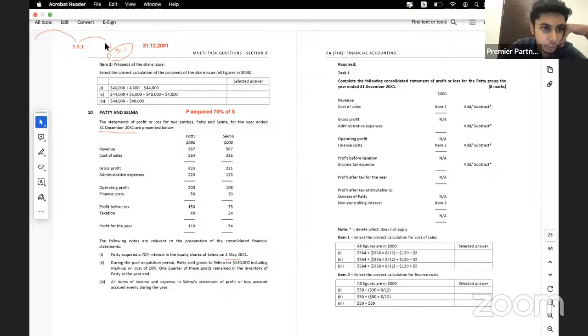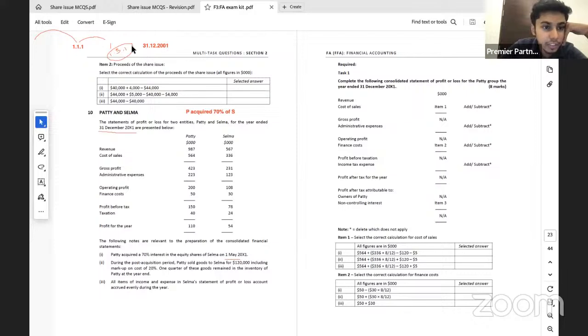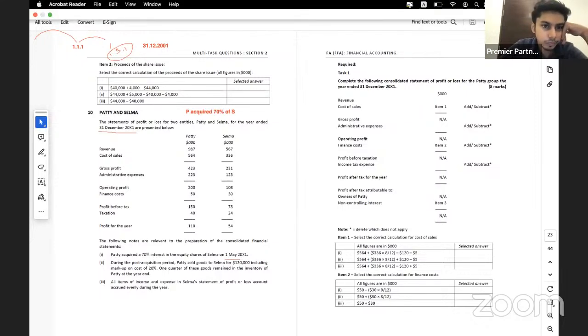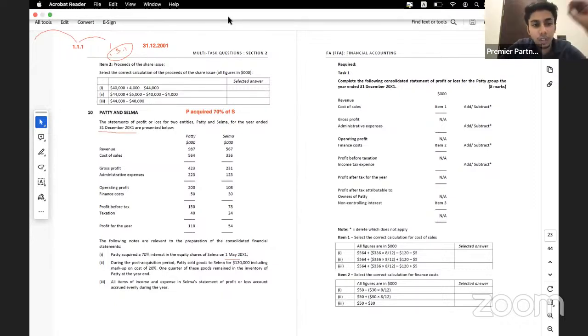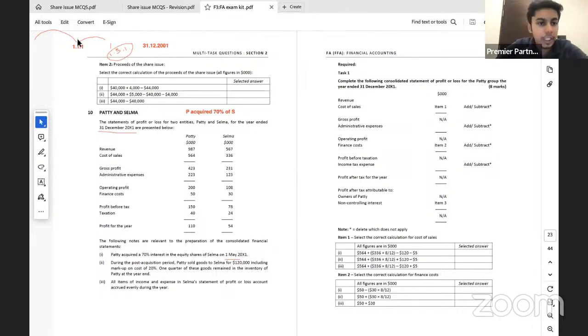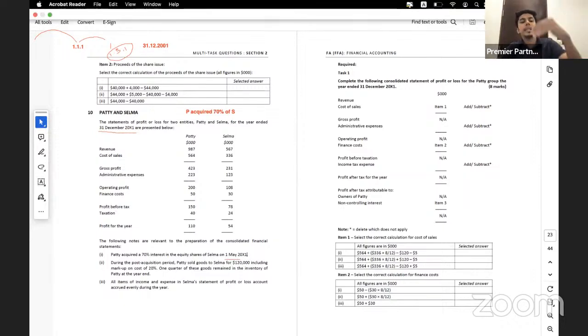So if you buy the company after the financial year starts, we call this a mid-year acquisition. If you buy the company at the start, no problem. If you buy the company after the year starts, then we call this a mid-year acquisition.